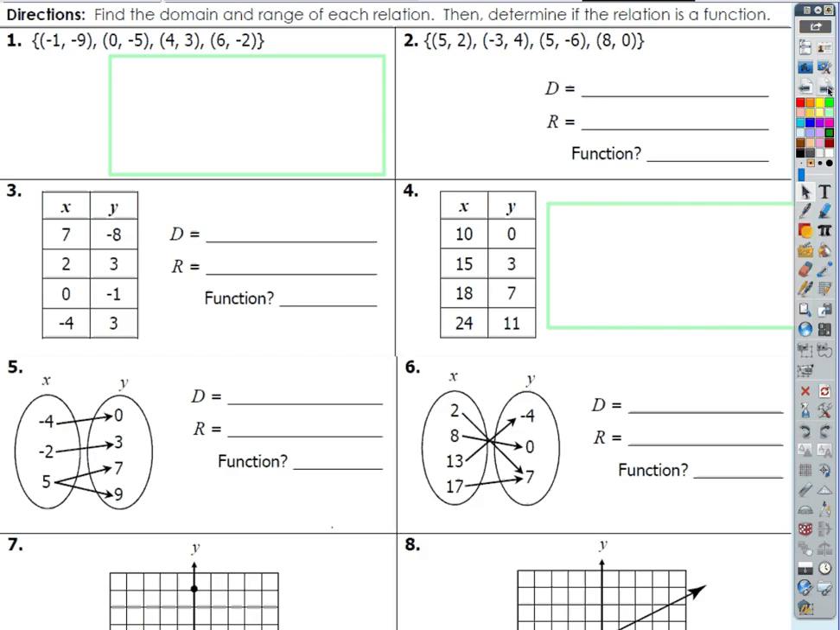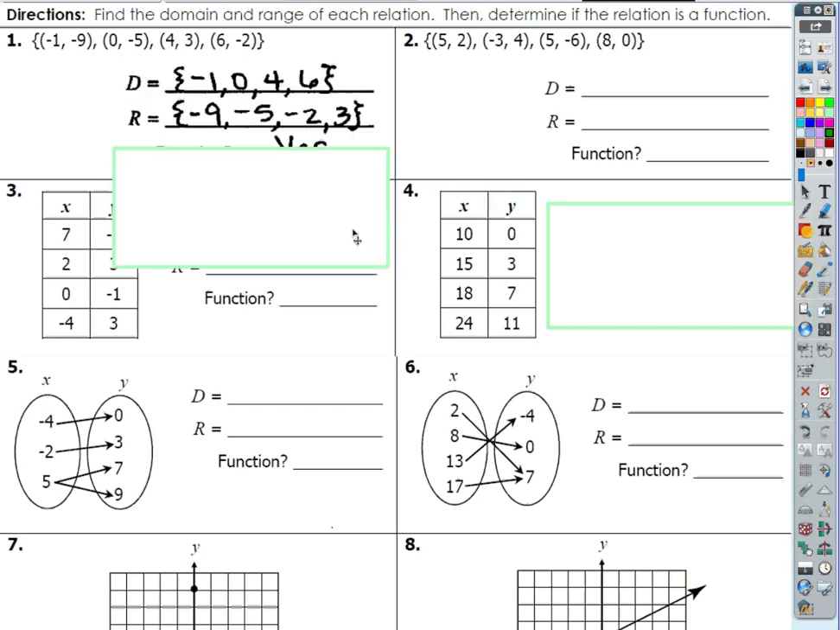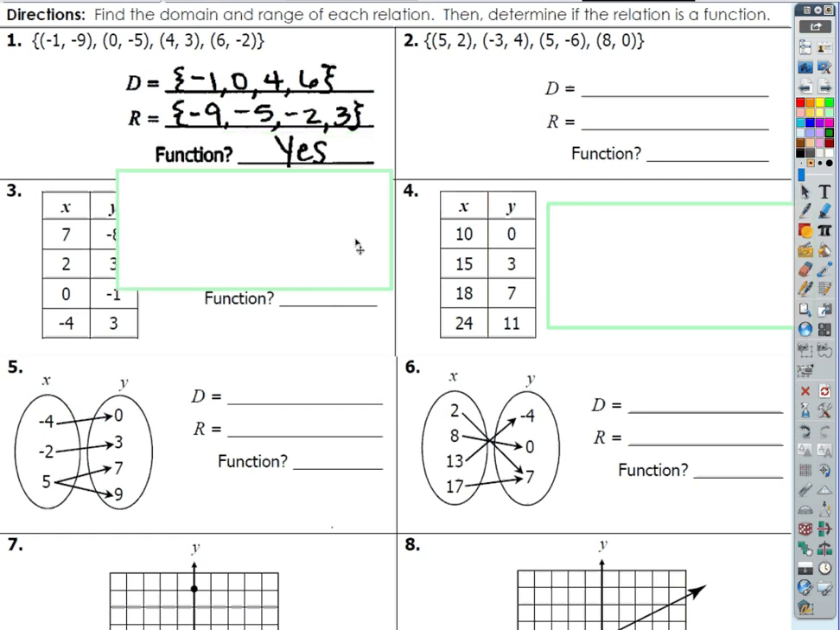Okay, so find the domain and the range. This is pretty straightforward stuff. What's the domain of this one? -1, 0, 4, 6. What's the range? -9, -5, -2. There you go, right? Okay. So is it a function? Yes, it is.